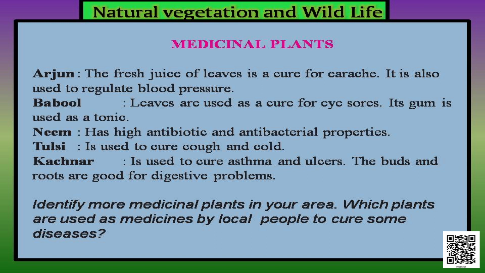Next important plant is the tulsi plant, which every Hindu person worships at home. This tulsi plant is used to cure cough and cold. And another important medicinal plant, that is kachnar. It is used to cure asthma and ulcers. The buds and the roots are very good for digestive problems also.